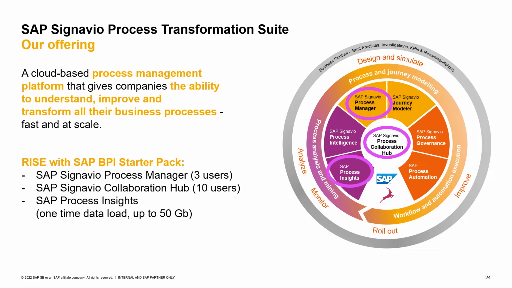In the starter pack that comes with RISE with SAP, you get the SAP Signavio Process Manager with 3 users and the Signavio Collaboration Hub of 10 users. And then you get SAP Process Insights, a one-time data load with up to 50 GB. And we see here circled what we're talking about. But you can see here there's lots of elements within the Signavio process transformation suite. And we encourage you to take a look at the partner portal and the partner playbook with RISE with SAP S/4HANA Cloud to get more information, details, and links.